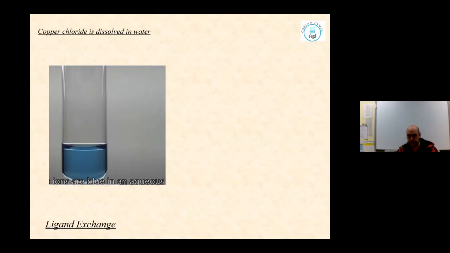So we're going to take some copper chloride, and we dissolve that in water. And it's blue. And you might think, well, it's copper, copper's blue. But if you know your colour of your complexes, you'll see that actually copper chloride should form a yellow-green solution. So why has it formed a blue one? We've got some copper chloride, we dissolved it in water, and we end up with a blue solution. Yet we know copper chloride should have a yellow-green solution.